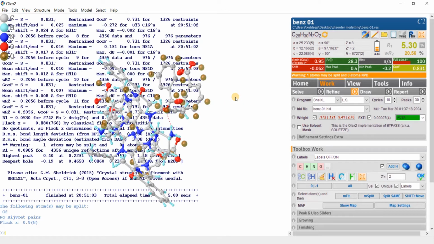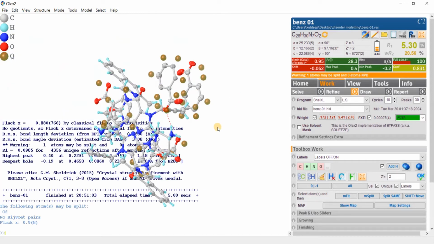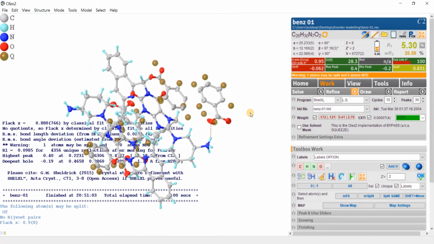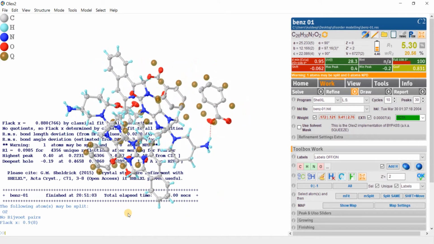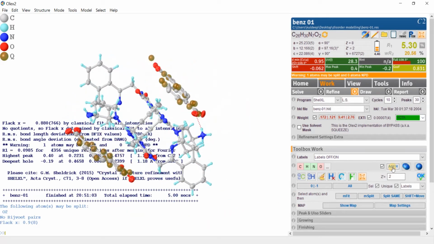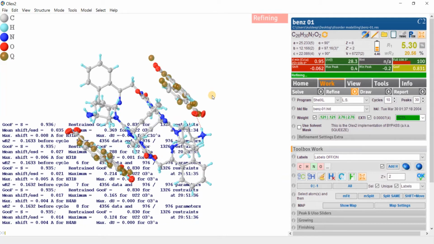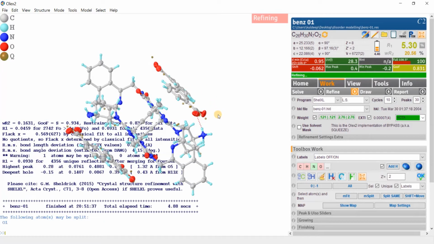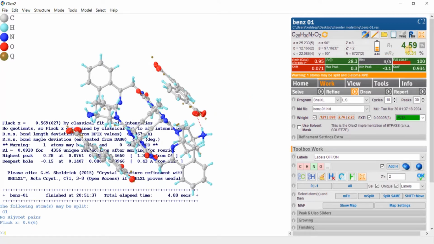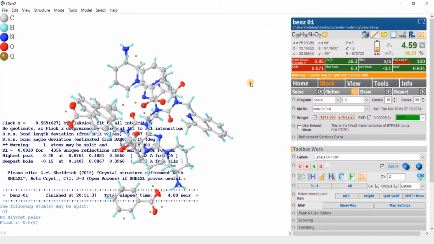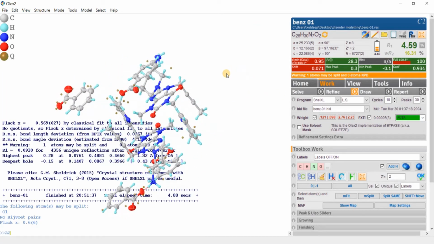For clarity, I am just going with the lines 20. Yes, that's good. Now next step is hydrogen add, HADD. Press this button add H, and it will add the hydrogen on the lattice solvent benzoate and benzoic acid. Now R factor is further down to 4.59%. That's nice.